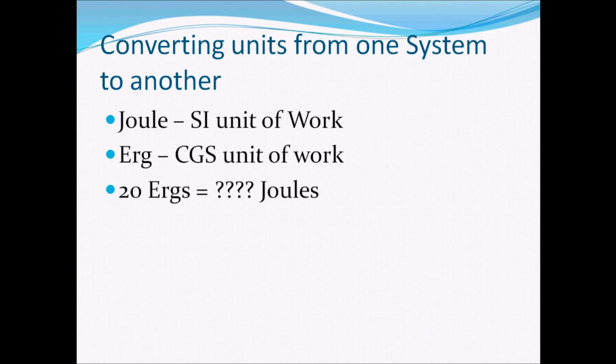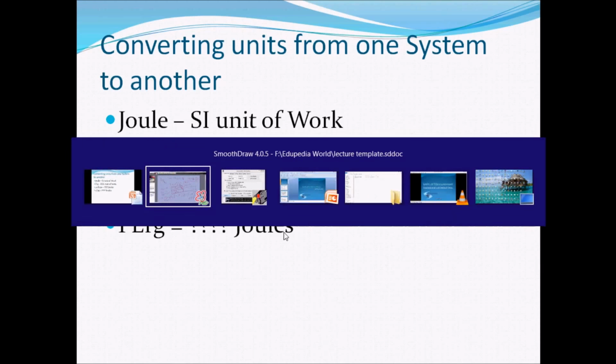Somebody tells us that an object or a force or a person or a car did a work of 20 ergs. But we are more comfortable in our SI system, as we will mostly be. So we want to find out what 20 ergs is in terms of joules. So the first thing we need to do is we need to find out how many joules is equal to 1 erg. Right? So let's look at that now.